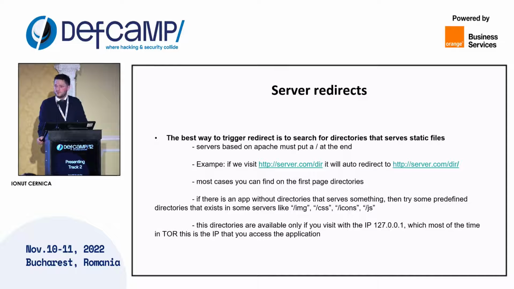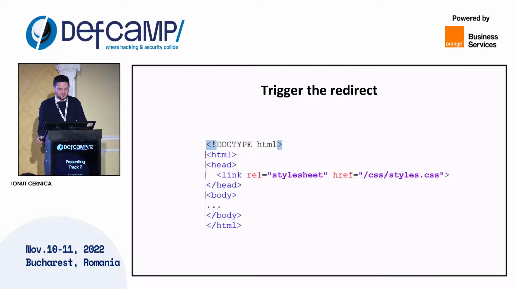If there is an app without HTML content, like an API, and you don't have directories, then you can use /CSS/icons. There are some predefined directories in Apache, but only if you are coming from the localhost with the request. And in Tor, most of the time you'll be visiting the server with localhost.